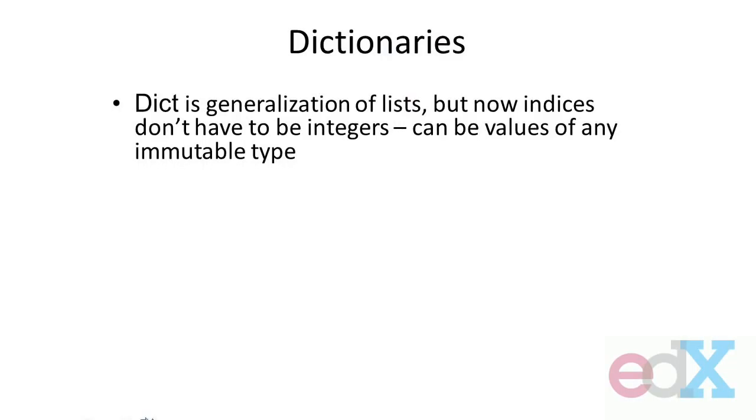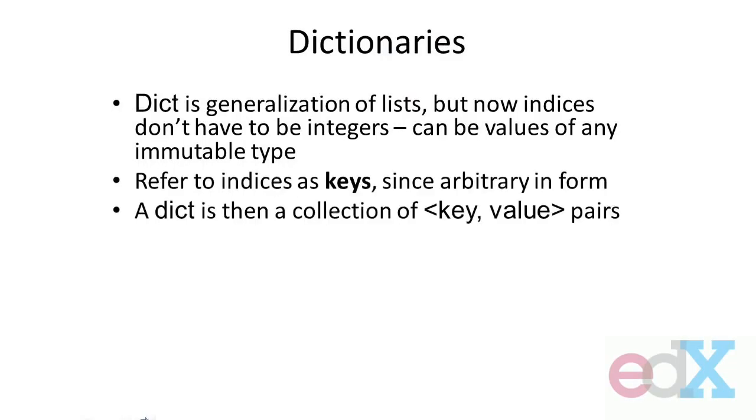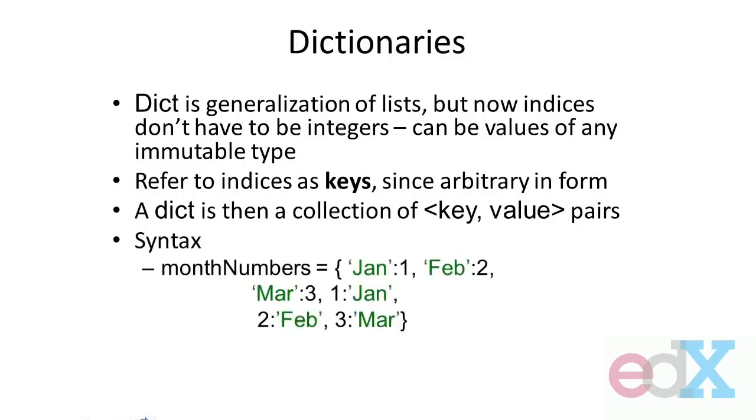What does that mean? First of all, we're going to start referring to these indices not as indices because that implies integers, but as keys, because the keys can be arbitrary in form. And a dictionary then is simply a collection of key value pairs. That is a pairing of some key and an associated value. The syntax for this is shown here. We use curly braces to indicate that this is a dictionary. And each of the pairings is a combination of some key, a colon, and some value. They're separated by commas. So the commas tell me where the ends of each one of those are.